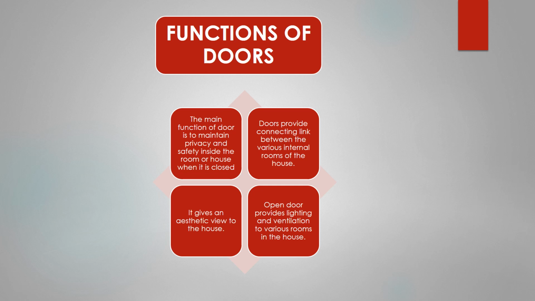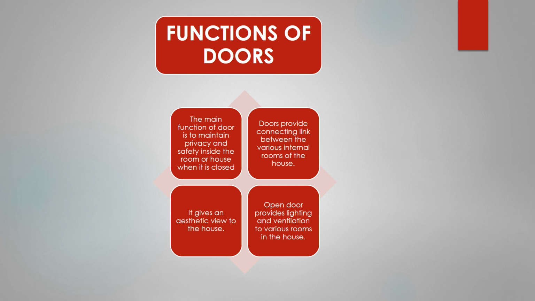We go to the next functions. Doors provide connecting link between the various internal rooms of the house. Example, a door is used to connect two rooms, like a bedroom and a sitting room, or a kitchen with a dining hall, or a sitting room with a veranda. So you find between the sitting room and the veranda, there we have a door which is connecting the two rooms.